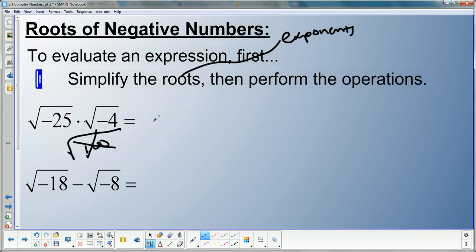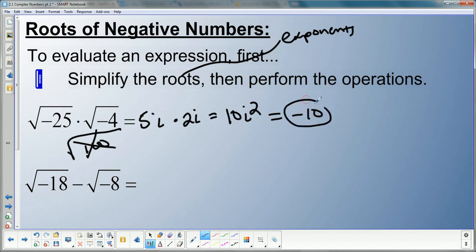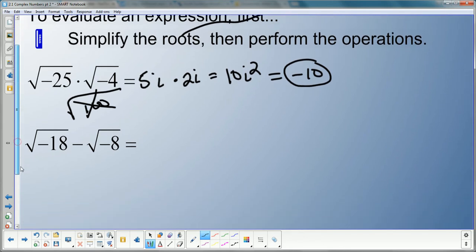We need to evaluate each one of these roots first. So this first one, we'd pull out an i, and then we'd have the square root of 25, which would give us 5i, times the square root of negative 4 is going to give us 2i, which means we have 10i squared, where i squared is negative. That should give us a negative 10. Okay, so that's where we need to be careful. If we multiplied them first, if we did not follow order of operations, we'd get just 10, which is not what it should be. It should be negative 10.